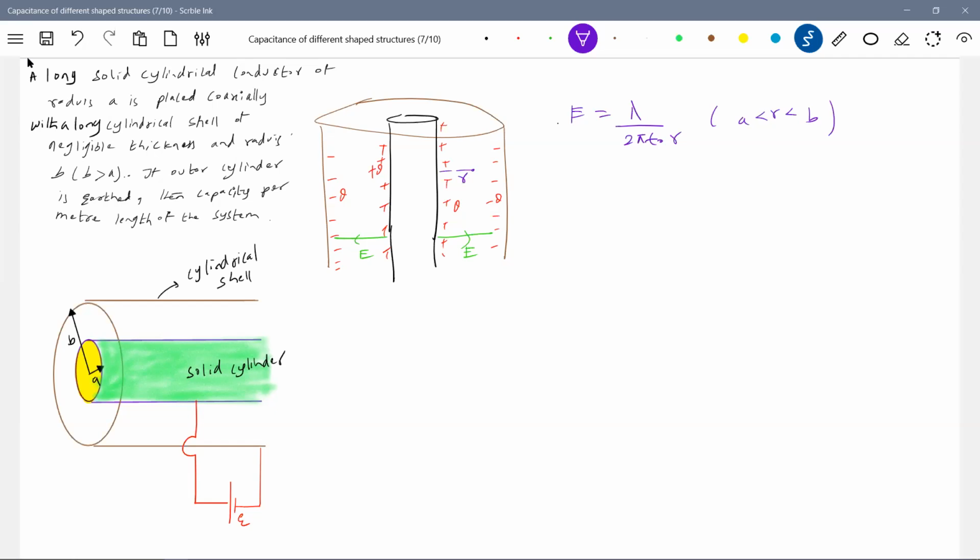This is the electric field. Now dV is equal to minus E dr. We will integrate. This will be V plus minus V minus, and the limit will be from a to b. So V minus of V plus is equal to minus the integral from a to b of the electric field, lambda by 2 pi epsilon naught r, dr.